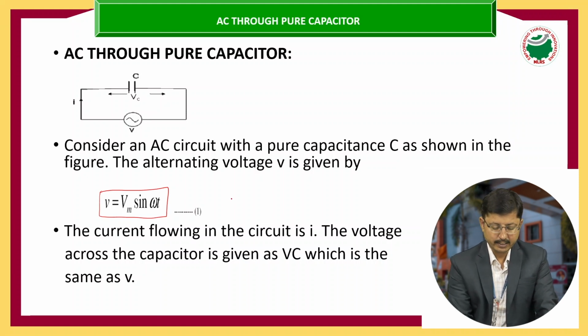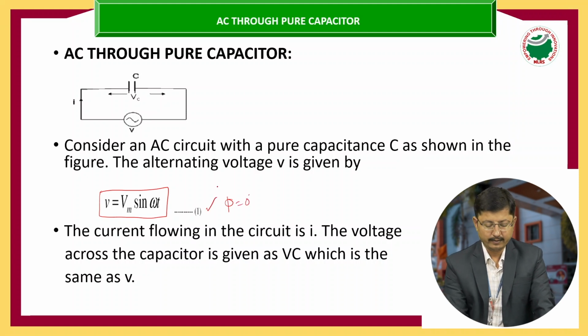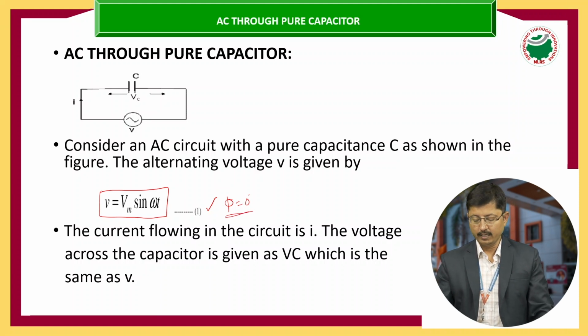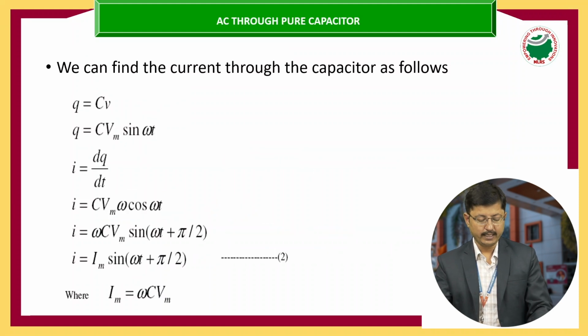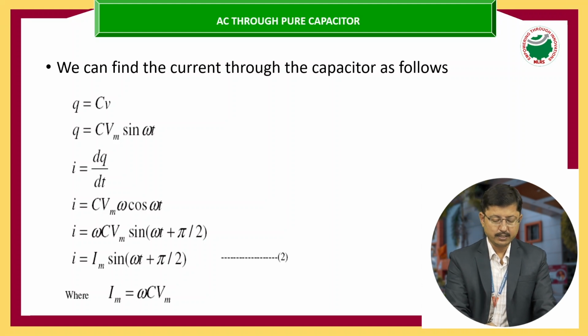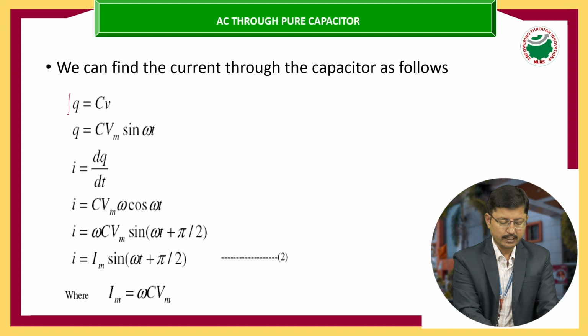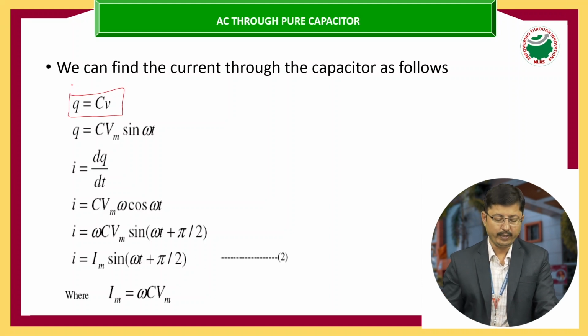Here also we can see that the phase angle phi is 0, that is, we compare this expression with the standard expression, and we have the phase angle as 0. Next, coming to the current expression, first we have to find the charge stored in the capacitor. So the charge stored in the capacitor is Q equals C into V.